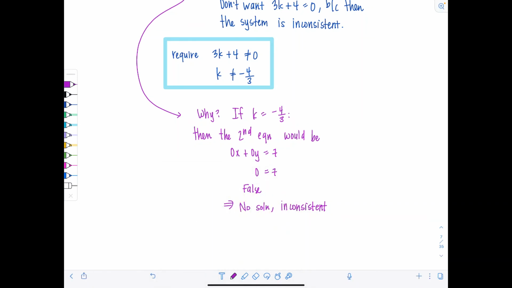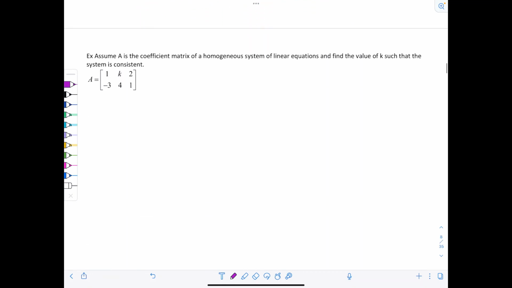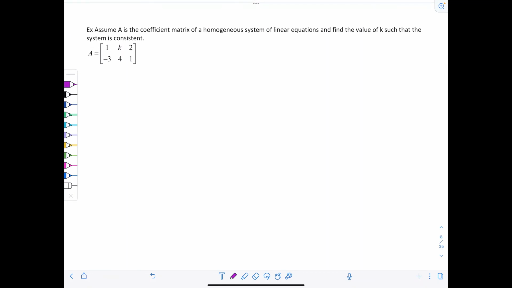So let's look at one more example, and we're going to incorporate that new definition for a homogeneous system as well. So assume A is the coefficient matrix of a homogeneous system of linear equations. Okay, so this is just the coefficient matrix this time. So what does that tell me? That all of the equations are equal to 0, okay? And find the value of k such that the system is consistent. So we want at least one solution.